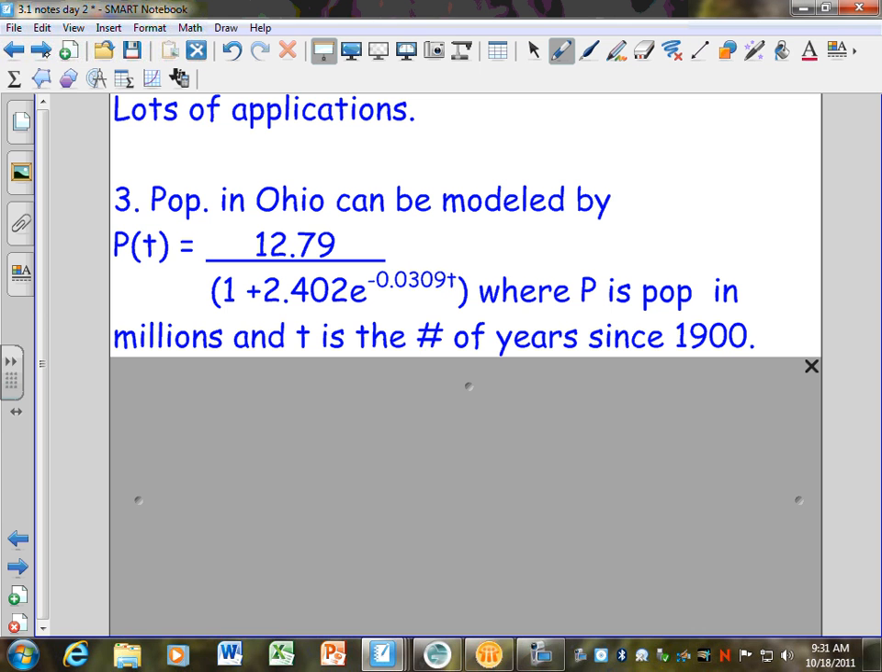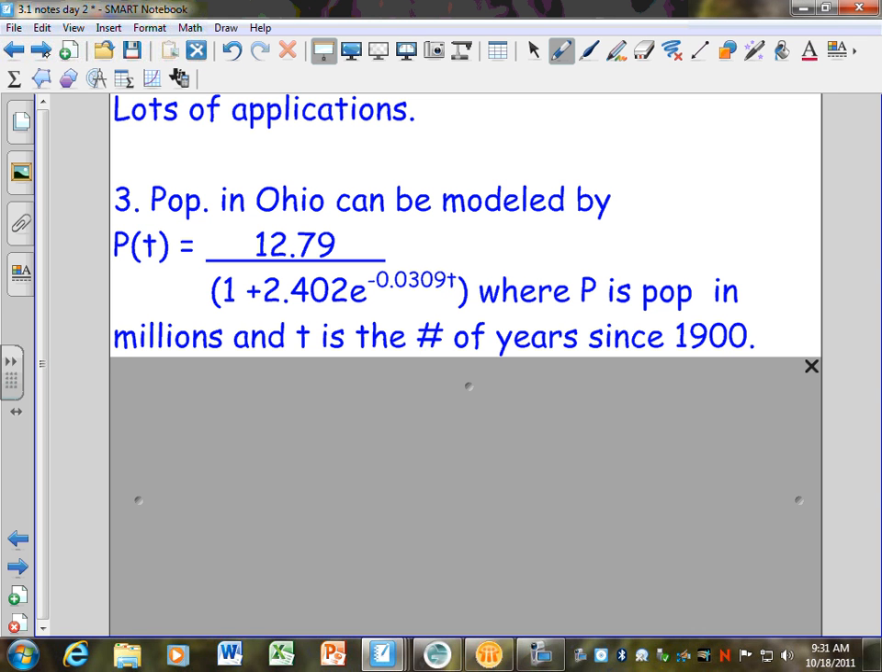Alright, I'm giving you a few story problems today. We're just going to do one, but we're going to talk about how we can do this. You can maybe not write all of this stuff, but definitely write the function. This is an equation for the population in Ohio. This is actually called a logistic function, but that's really okay if you don't know that.